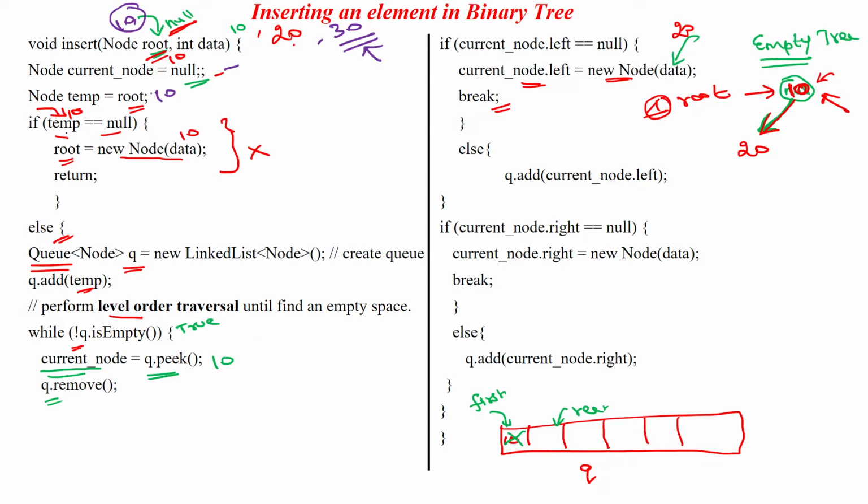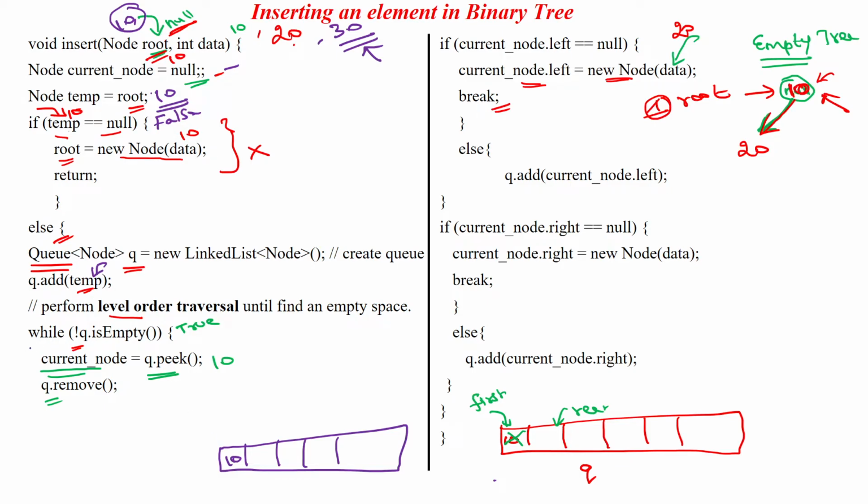We are checking temporary equal to null. No, it is false. If it is false, this block will not execute. Otherwise, the else block: we are creating the queue. Once again we are creating the queue, and now we are adding that temporary value. What is the temporary value? 10. So 10 is added into the queue.